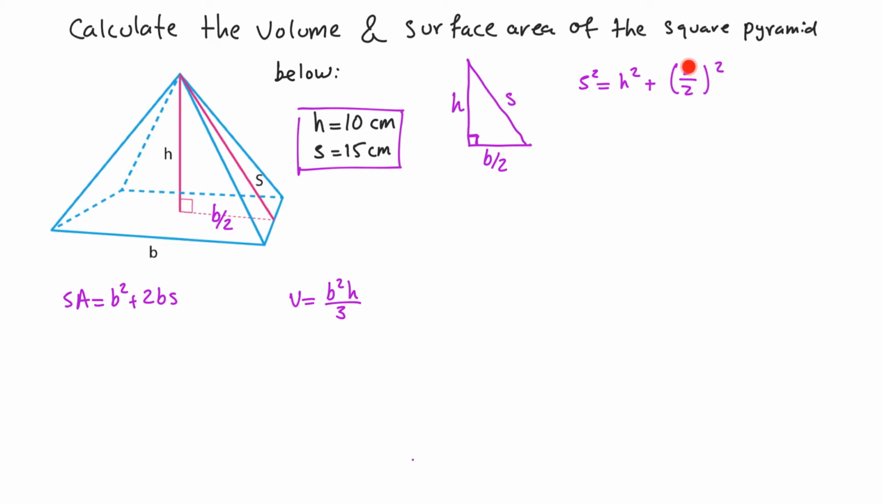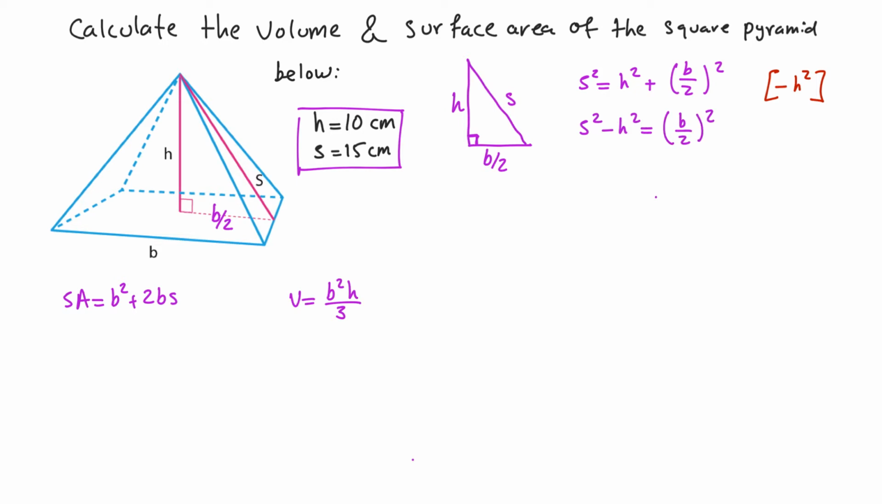So I'm trying to isolate for b over here. b over 2 is inside the brackets and it's being squared. So before doing anything, I need to isolate this term, and this term is being added to h squared. So the first step is to subtract h squared from both sides. When I subtract it from the right side, h squared cancels and it moves to the left side. So what I will get is that s squared minus h squared is equal to (b over 2) squared.